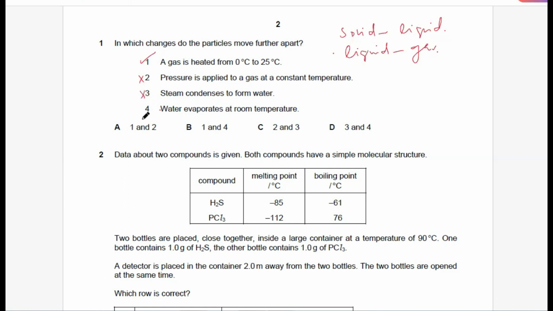Water evaporates at room temperature. Evaporation means that it's the changing of liquid into vapor phase, into gaseous phase. That is, the particles move away from each other. So 1 and 4 are the right answers. So over here, B is the correct option. Now, let's see the next question.